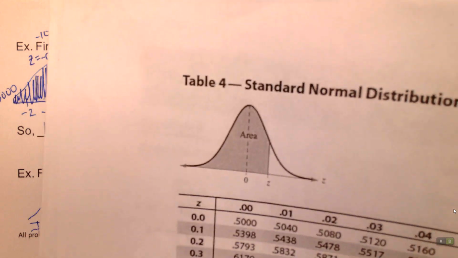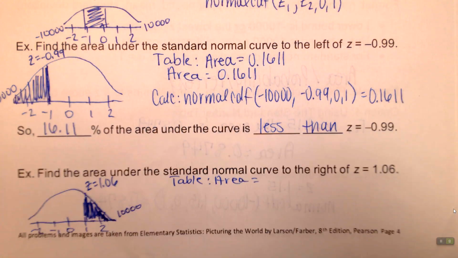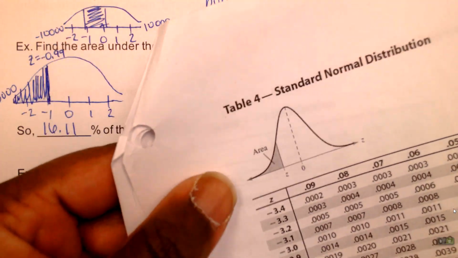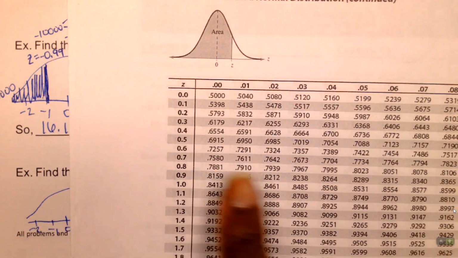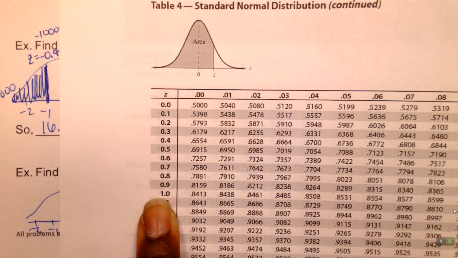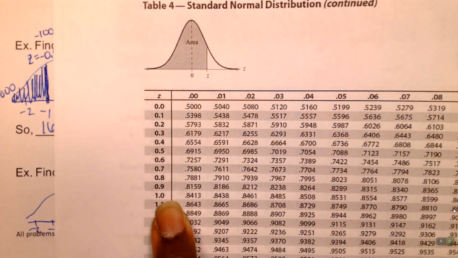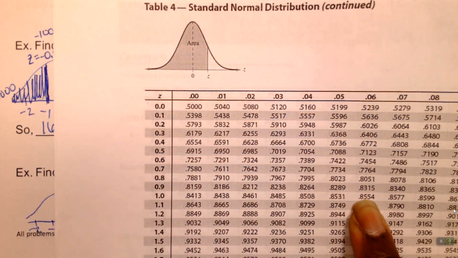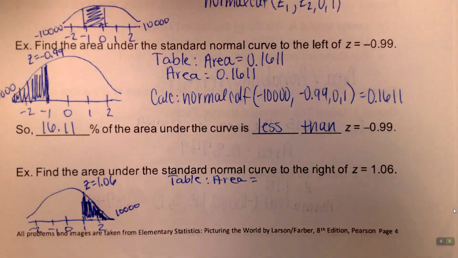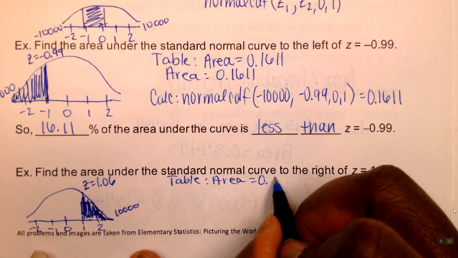So you can always check your graph, even on the other side. Check your graph. So I'm going to look for 1.06, so 1.0. 0.8554.